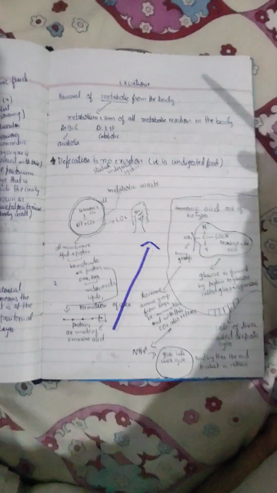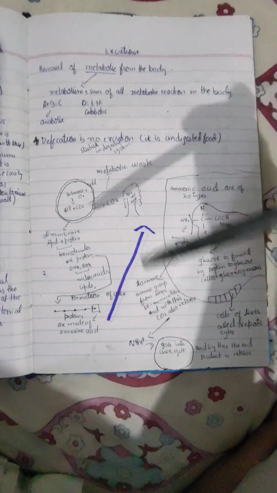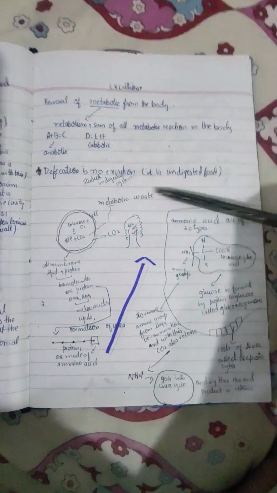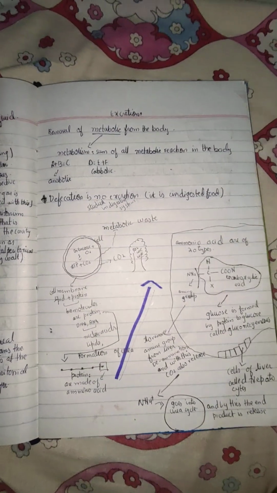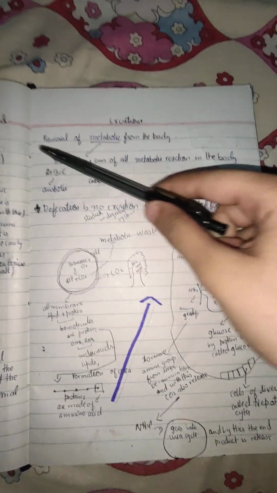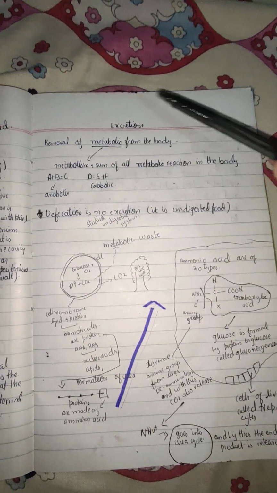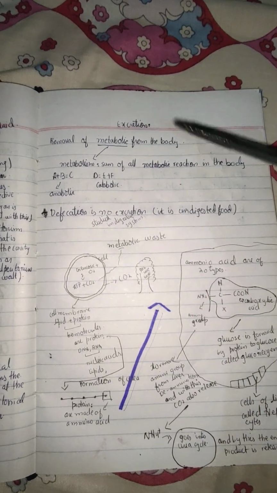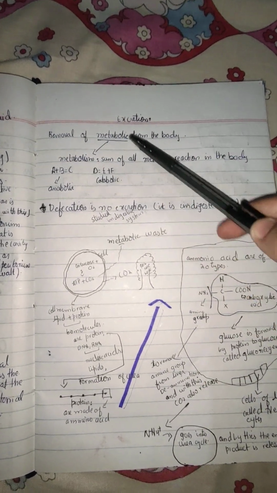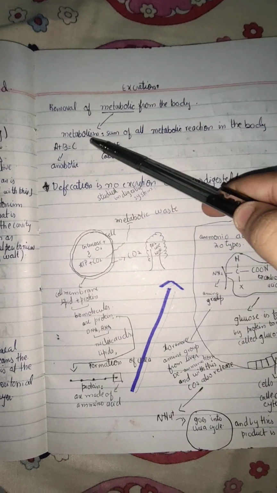That excretion, like the metabolic waste, is produced in the kidney. So we need to discuss excretion now. Basically, what is excretion? Excretion is the removal of metabolic waste from the body. So metabolic substances, you may say. Metabolic means metabolism.